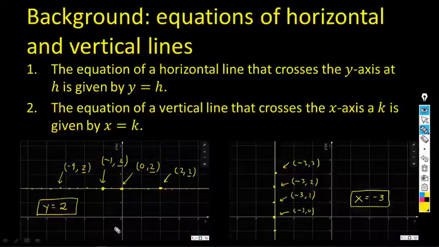So that's how you do it, guys. For horizontal lines, you look at the point at which they cross the y-axis, and that's going to be the equation: y equals that value. And the same for vertical lines. You look at the value at which it crosses the x-axis. In this case it was minus 3, and that's going to be the equation: x equals minus 3. So that's a little background.